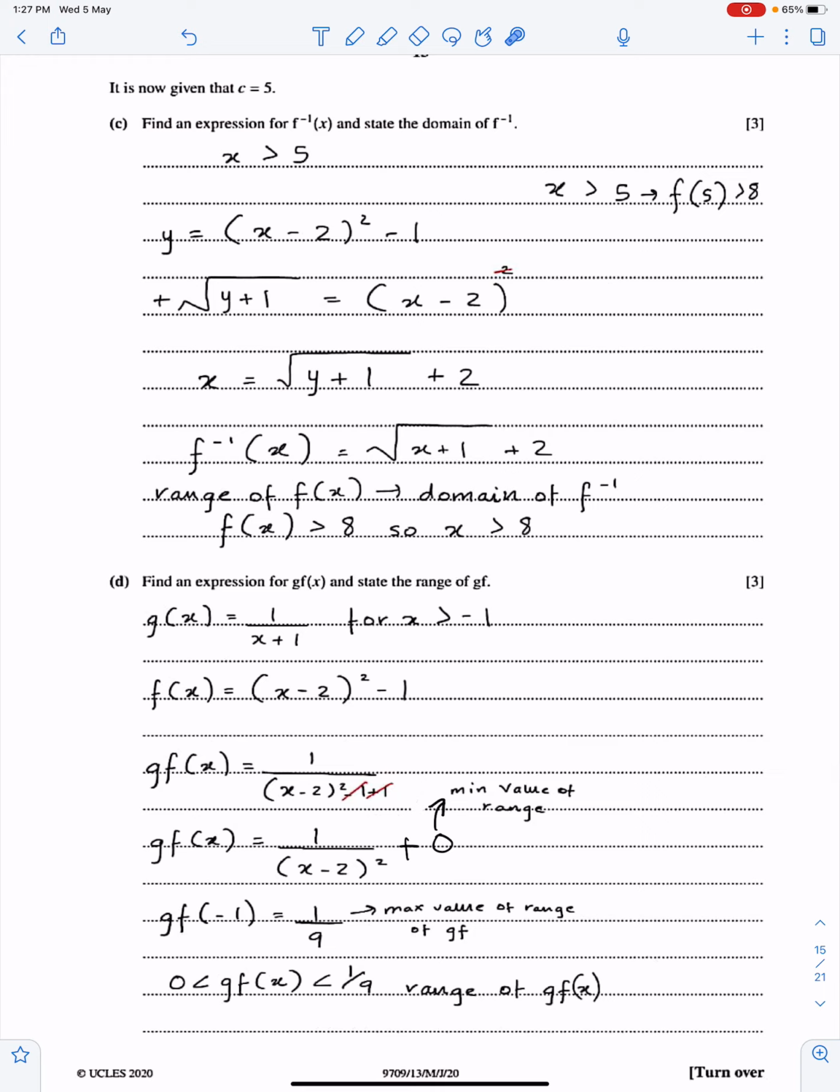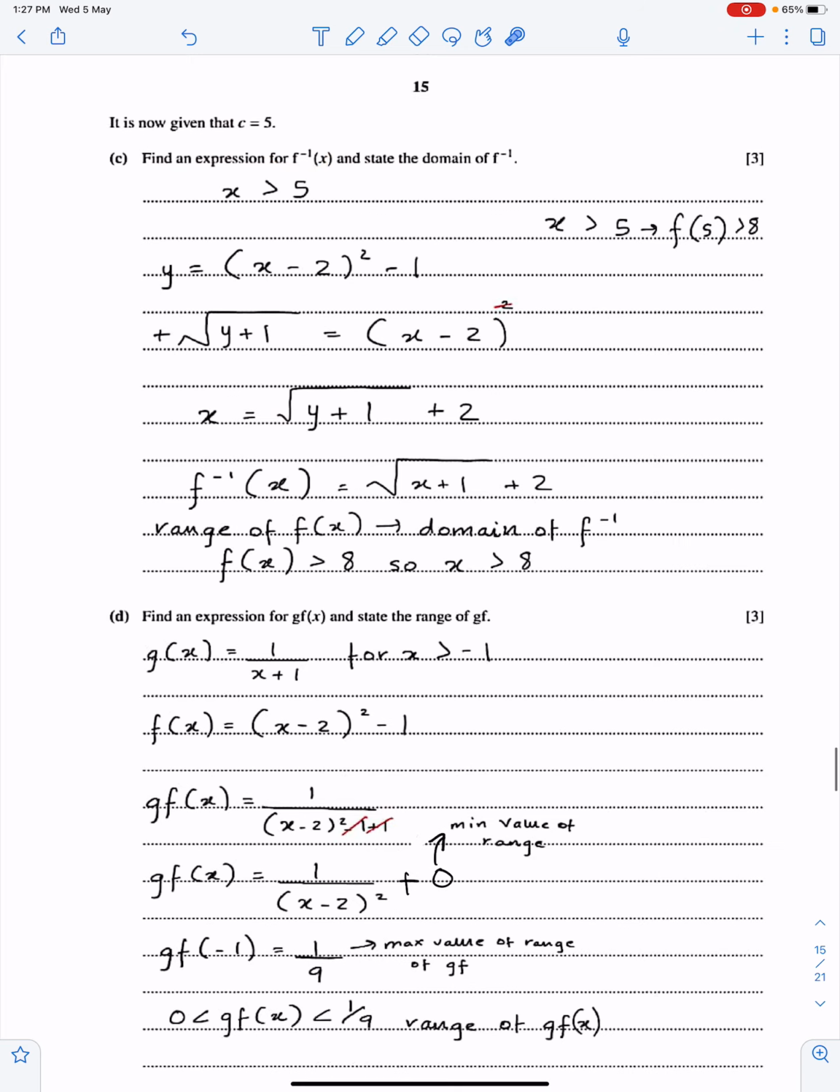It is now given that c is 5. Find an expression for f inverse. Number 1, get the range of f with respect to this domain. When you will substitute 5 here, you will get 8. So this is the range of this function f.